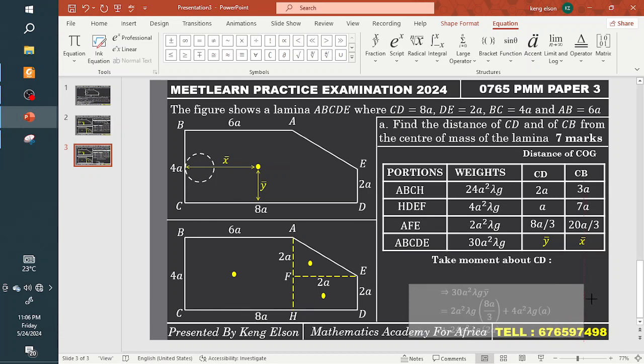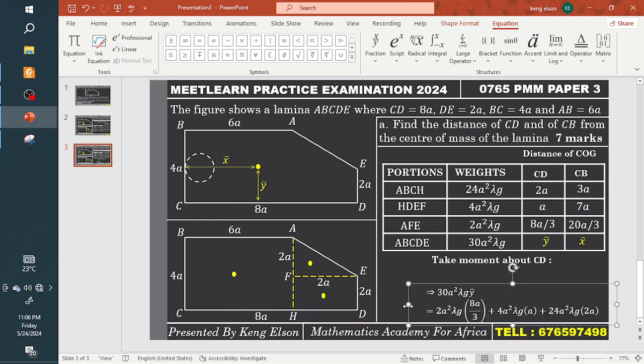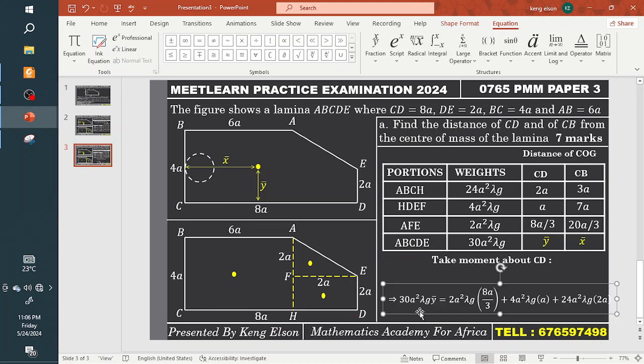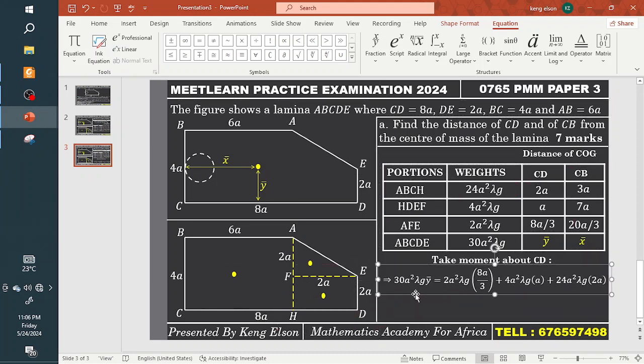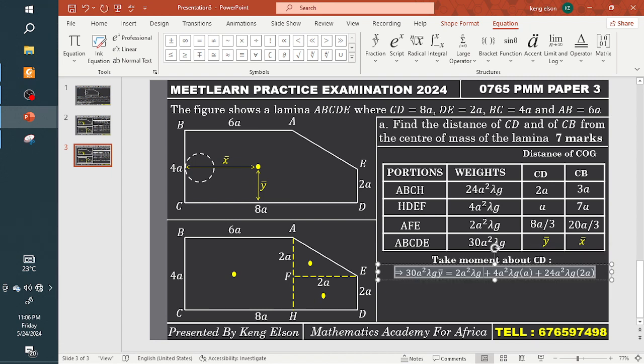Okay, so I just try to expand so that everything fits perfectly. Now this 8a over 3 is taking too much space, so I'm going to write 8a over 3. If I do this, it becomes a little bit problematic. So I don't know what I'm going to do. Anyways, there's no problem.